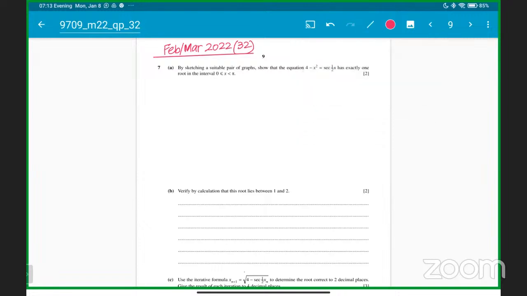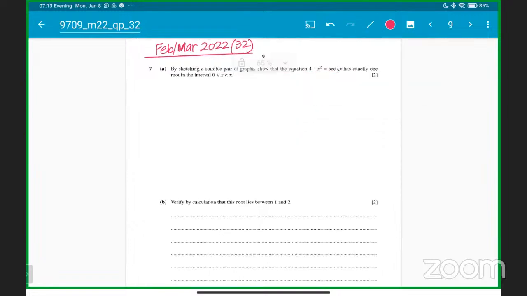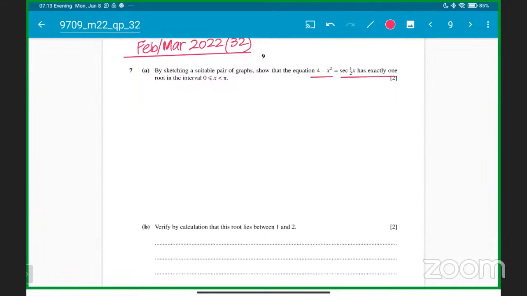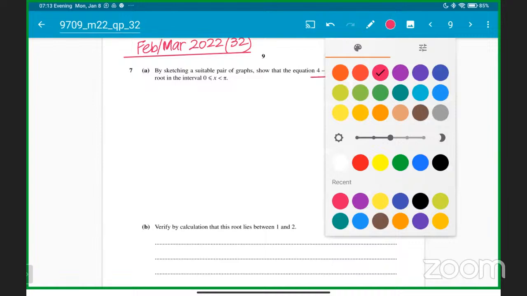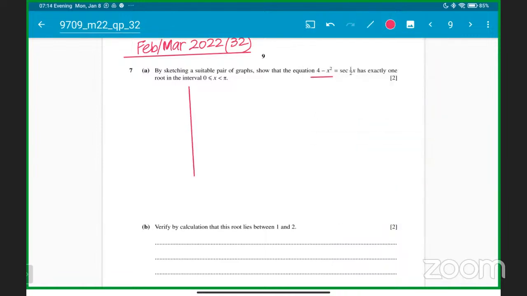What we have here is: by sketching a suitable pair of graphs, show that the equation 4 minus x squared equals sec half x has exactly one real root in the interval 0 to pi. So now the range is given, the domain is given, that is 0 to pi. We have to be careful that we draw the graph only for 0 to pi, which means 0 to 180 degrees.